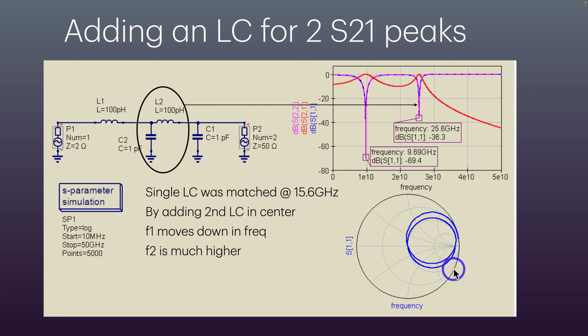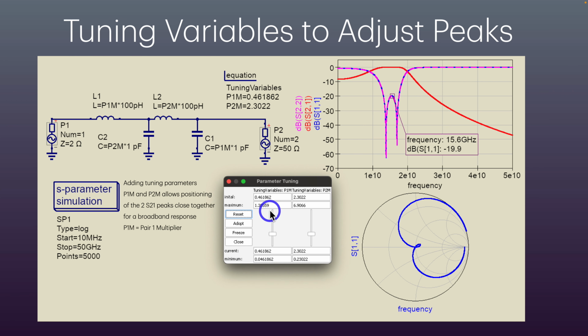And if you notice, these create these big loops down here in the bottom of the Smith chart. And then what we're going to do is put in tuning parameters. So this is a tuning block in this tool. And in this case I've created a P1M for a pair 1 multiplier, so that's multiplying this L and this C together and keeping them in the correct ratio.